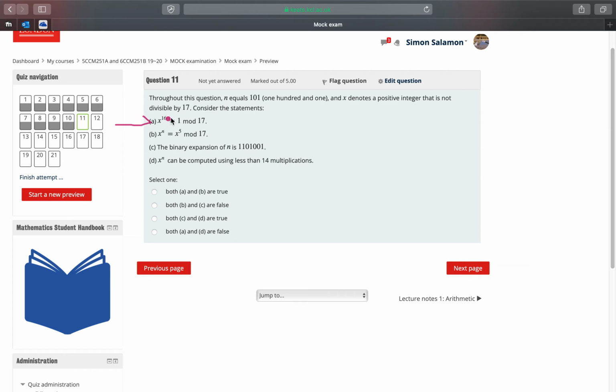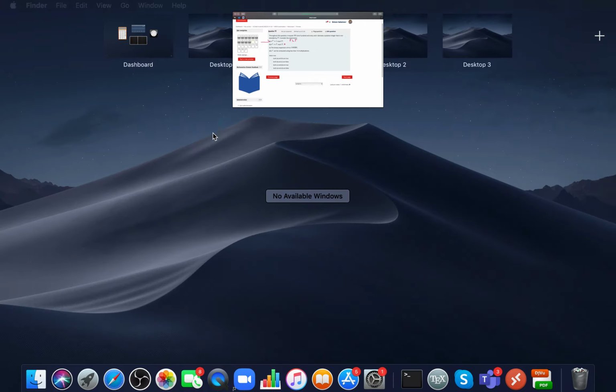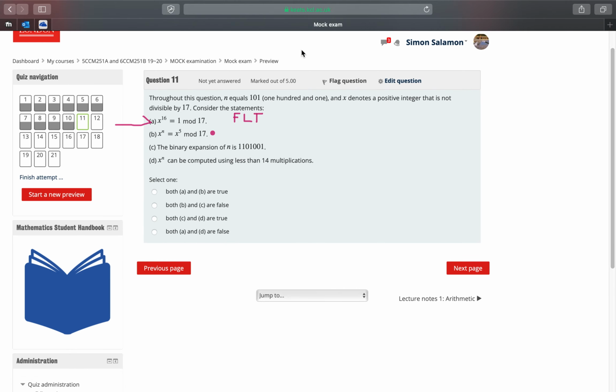Provided x is not divisible by the prime, and 17 of course is a prime number, so this is Fermat's little theorem. Provided x is not divisible by 17, and that would include 0, this is true: x to the p minus 1 is 1 mod p. Now part B is a bit harder, so I'm going to leave that for the moment and go on to the other parts.